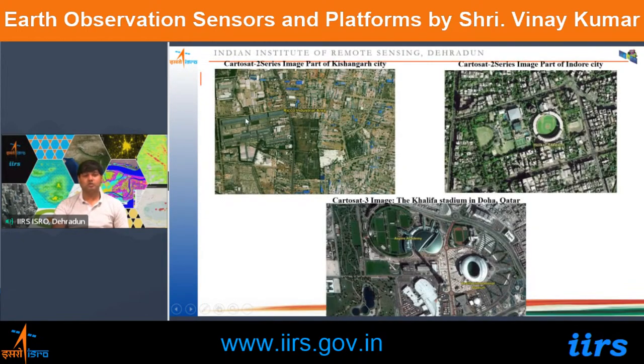Now, this is the Cartosat 2 series image, a fused image, panchromatic and multispectral, and true color composite images are shown. So here you can see the stadium and individual buildings and trees are clearly visible. With Cartosat 3 images, the vehicles parked near the stadium are also clearly visible.